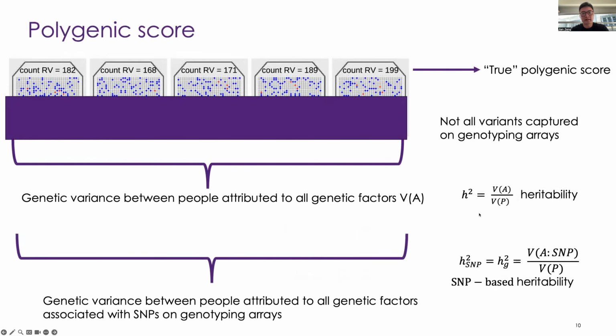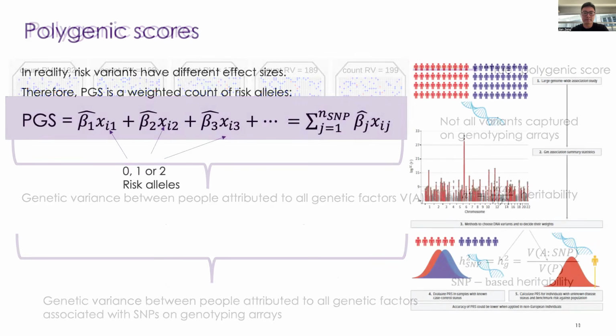In practice, however, we don't observe all of the causal variants. We only observe the variants on the genotyping array or imputed SNPs. This leads to the important distinction between total heritability and SNP-based heritability, which is the fraction of variance captured by measured SNPs. This distinction places a fundamental limit on how well PGS can perform.